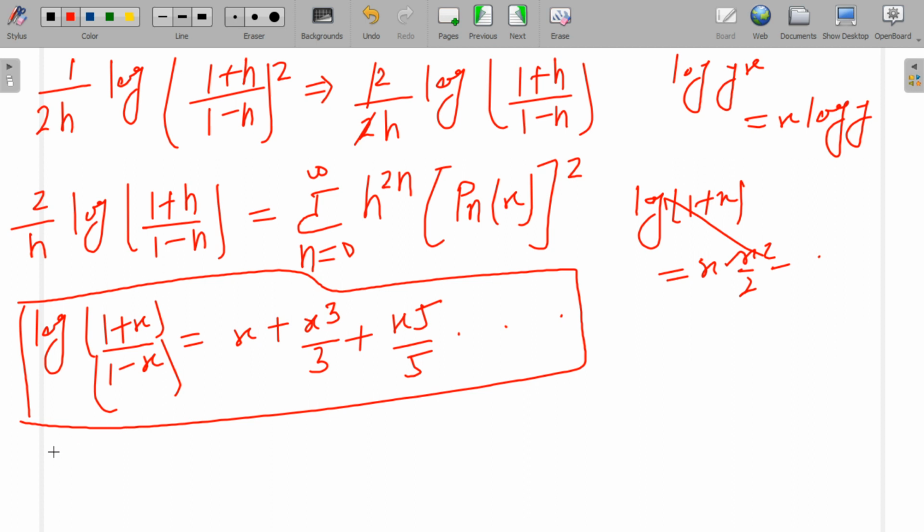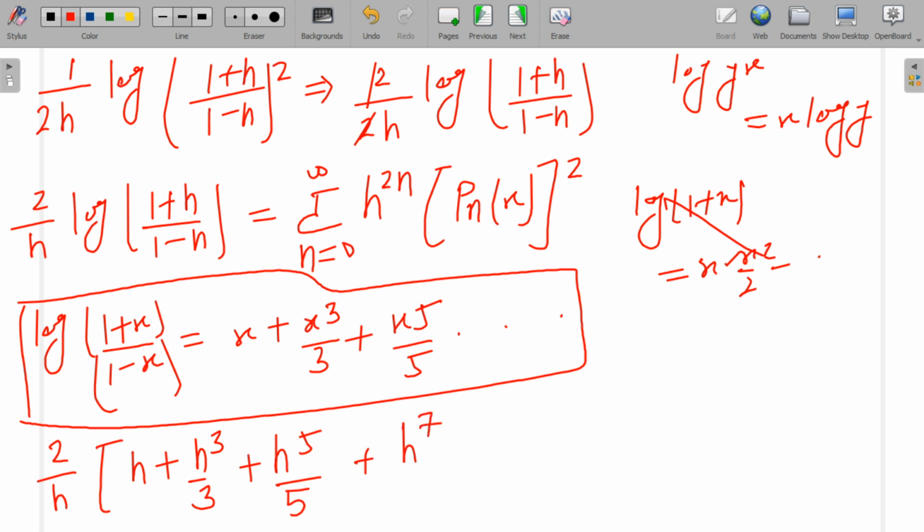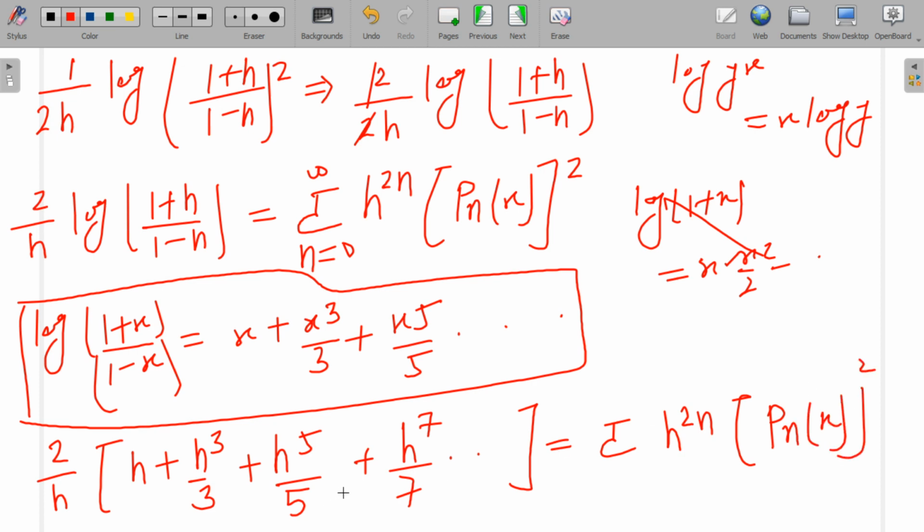So this is equal to 2 upon h into h plus h cube divided by 3 plus h to the power 5 divided by 5 plus h to the power 7 divided by 7 and so on, is equal to summation h to the power 2n into Pn(x) complete square. Okay, clear?